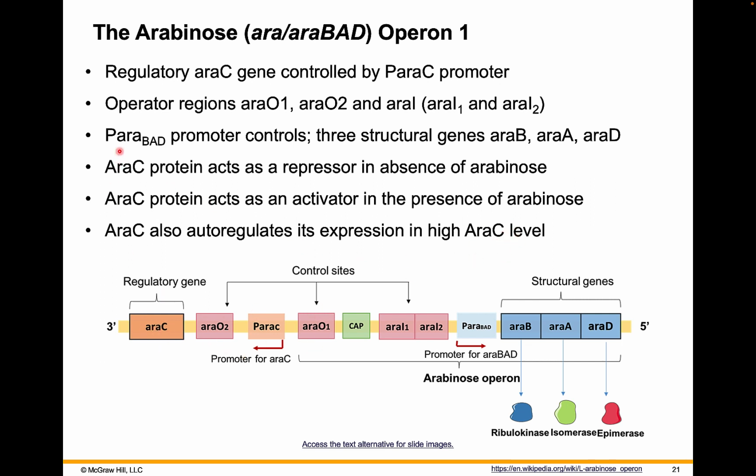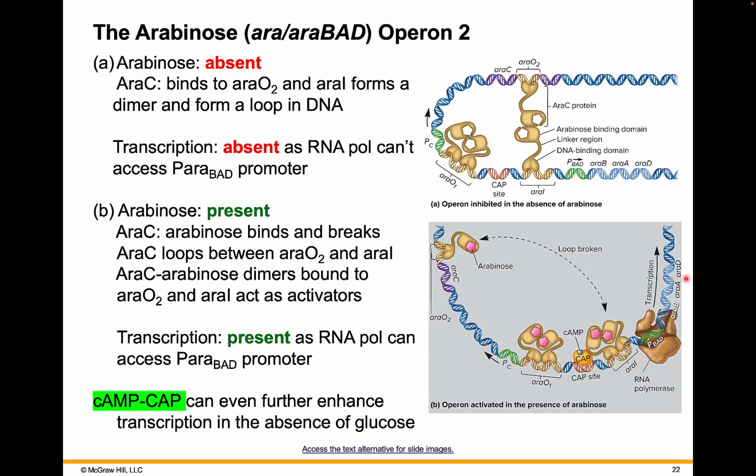AraC also autoregulates its expression when there is a high araC level. So one protein can do many things. It can be a repressor, activator, and an autoregulator, or autorepressor. So many functions can be done with this. Let's take a look at how they are associated with the DNA. Here we are looking at the structure of the DNA, and in this case, this ara operon is inhibited in the absence of arabinose. Let's take a look at what is basically happening.